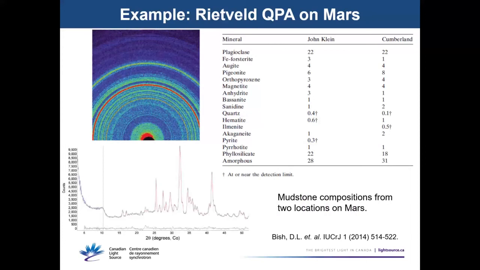You can see here, using their piezoelectric vibration system, they're able to get pretty good random powder rings from very challenging and heterogeneous samples. And they were able to analyze complex samples from a number of different locations on Mars. And one of the interesting discoveries was the presence of a poorly ordered phyllosilicate phase, which could indicate that the material once underwent alteration by liquid water.